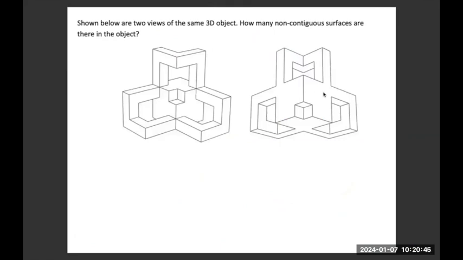Okay. So here you're given a 3D object. You have to find the non-contiguous, basically all the surfaces that are there in this object. You have to find the total number of surfaces that are there in the object. As simple as that. You are given two sides of the same 3D object.